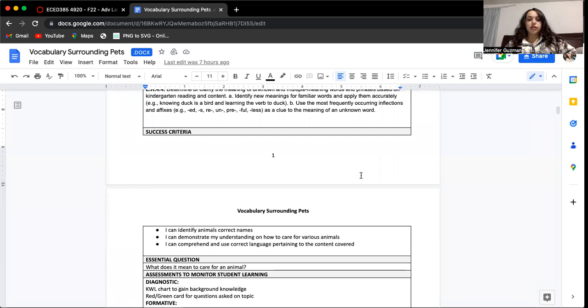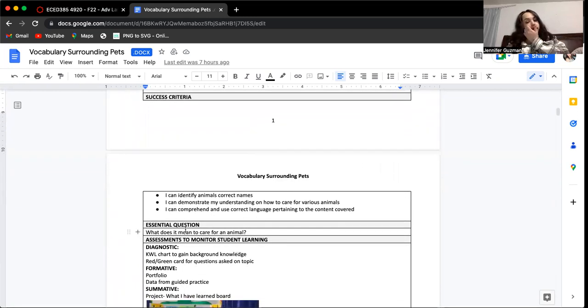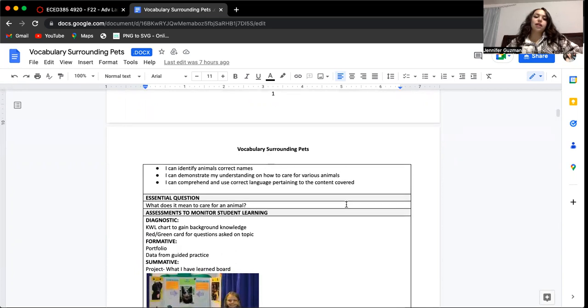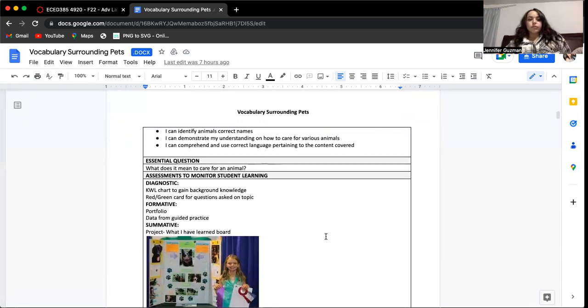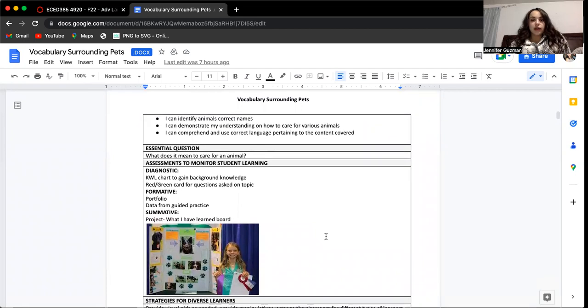Some success criteria. I can identify animals' correct names. I can demonstrate my understanding on how to care for various animals. I can comprehend and use correct language pertaining to the content covered. Our essential question was, what does it mean to care for an animal? So we wanted to teach that responsibility to the students of what it is to care for an animal.